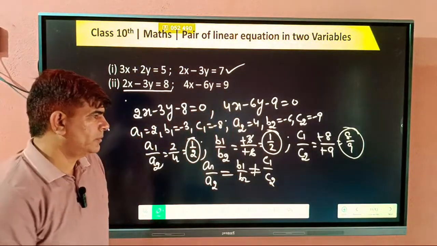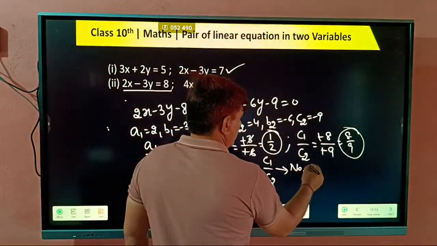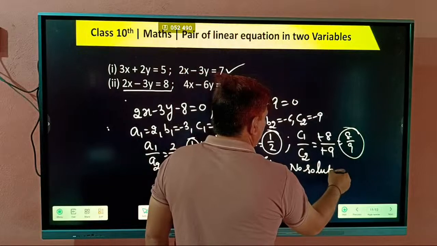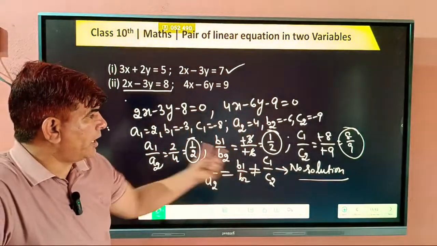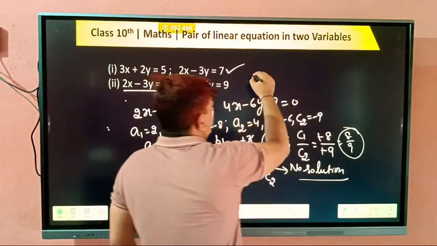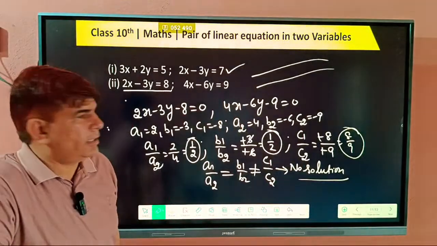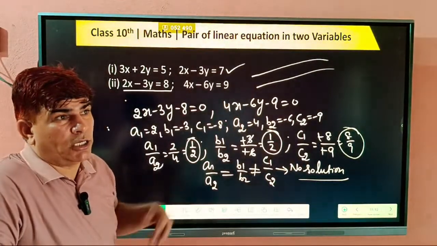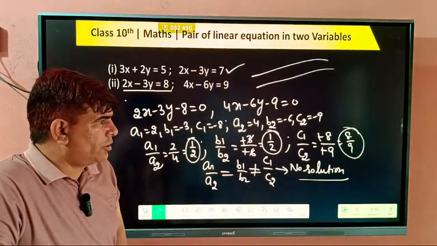It means no solution. No solution means inconsistent. If you draw the graph of it, the lines are parallel to each other and never intersect in the same plane. So consistent or inconsistent? Inconsistent. Understood?